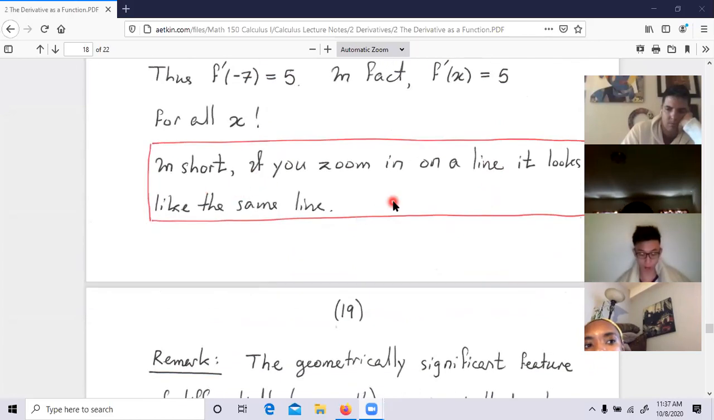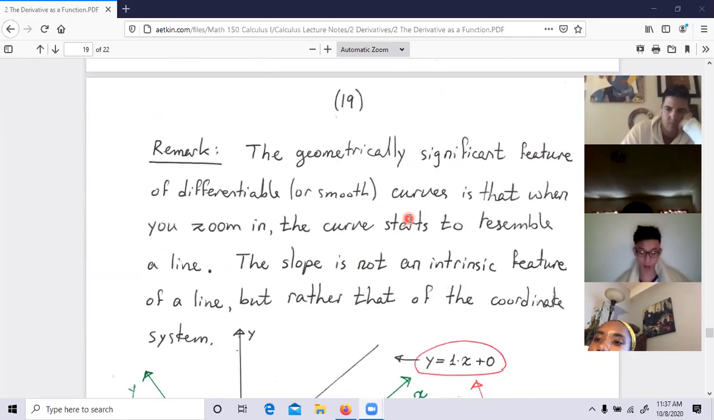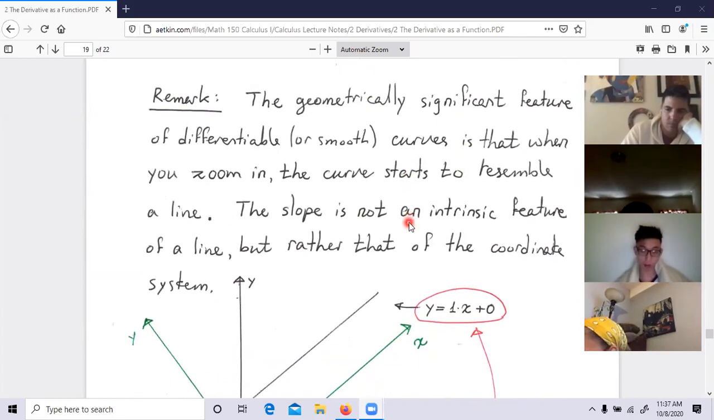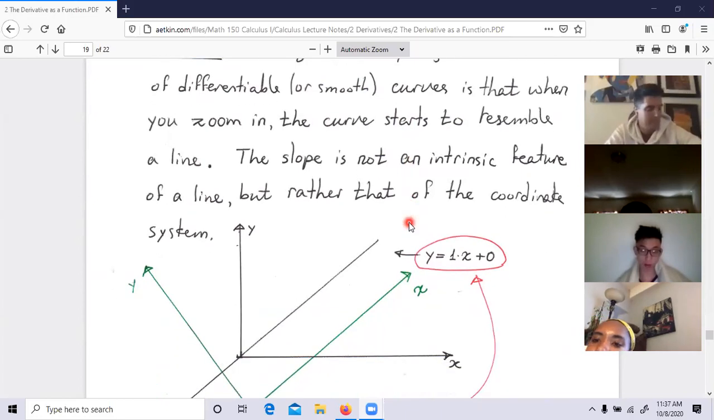Zoom in on a line, it looks like the same line. And when we ask for the derivative in our class, it means we're asking for the slope of that line, which is a bit arbitrary. To differential geometry, the only significant feature, and that's what I'm again saying here, is that you zoom in on a curve and it looks like a straight line. Okay, now slope is arbitrary because of the following.